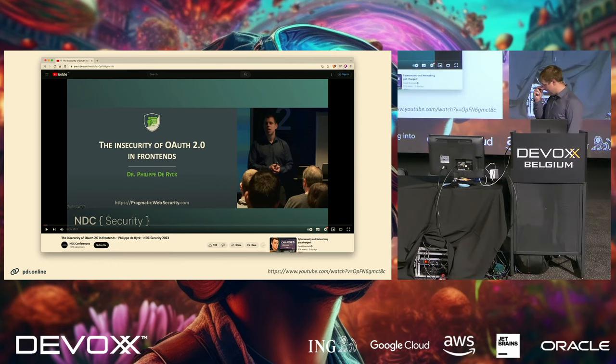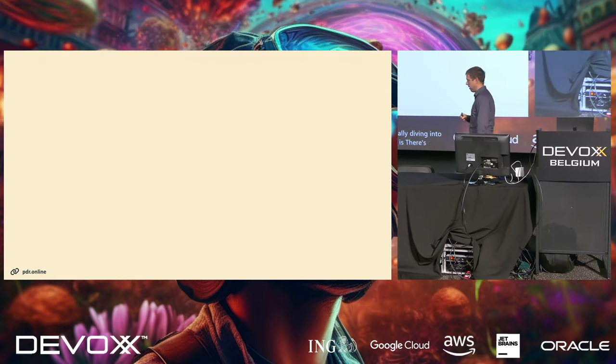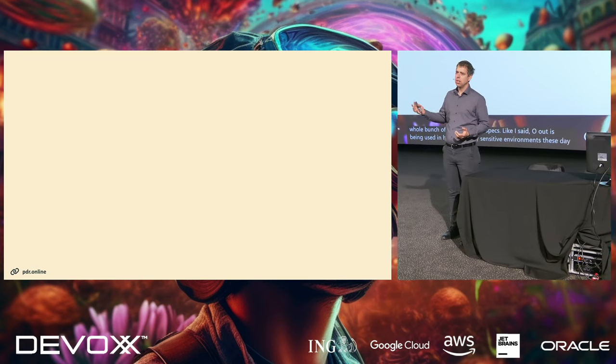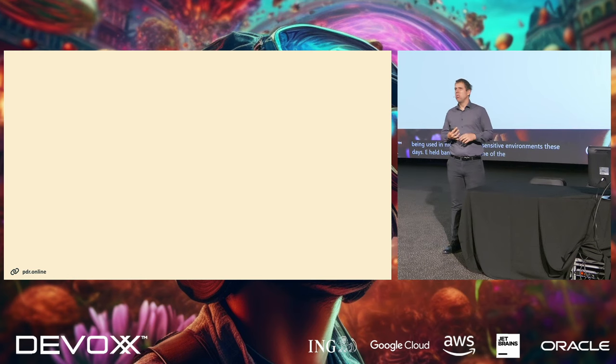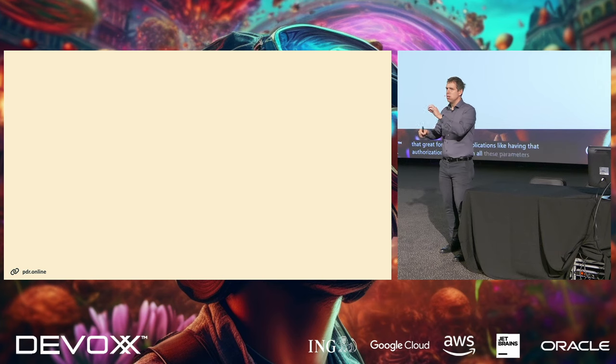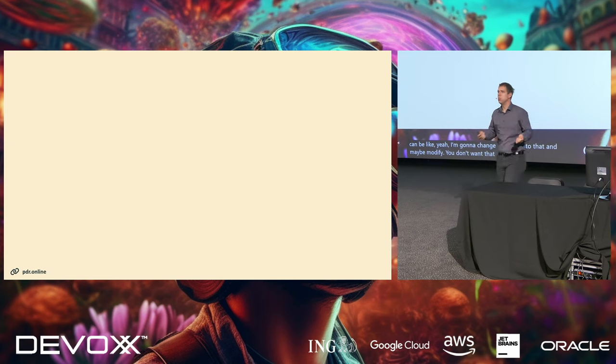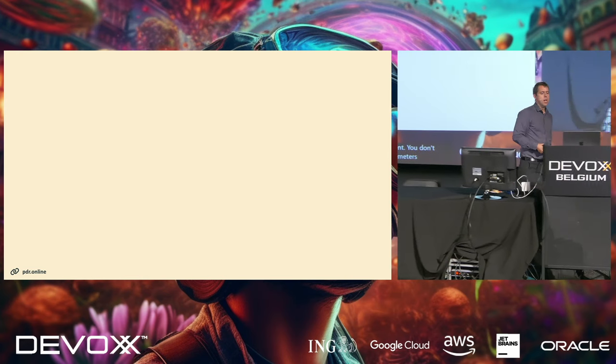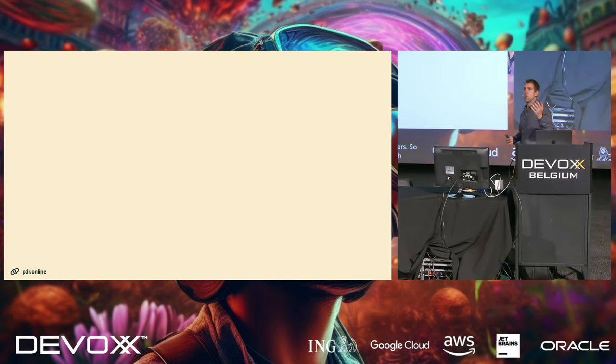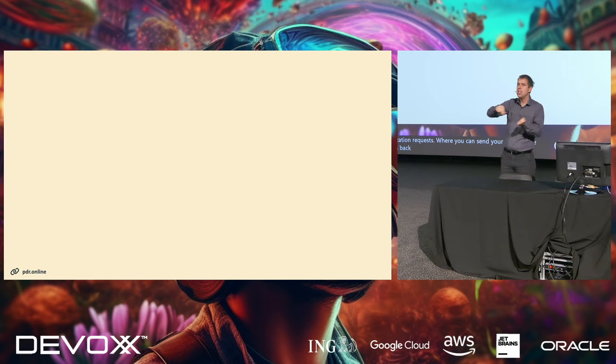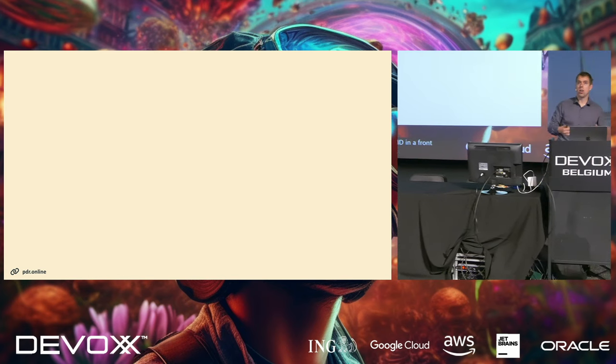That's one thing. The second thing is, there's a whole bunch of additional OAuth specs. Like I said, OAuth is being used in highly security-sensitive environments these days, e-health, banking. And some of the properties of OAuth are not that great for banking applications. Like having that authorization request with all these parameters, malicious users can be like, yeah, I'm going to change this one into that, and maybe modified. You don't want that. As a client, you don't want a user messing around with your parameters. So that's not good. And that's why we have things like pushed authorization requests, where you can send your data to the STS in a back channel and then just use an ID in a front channel. Or it's that spec, or JAR, JSON Web Token Secured Authorization Requests.